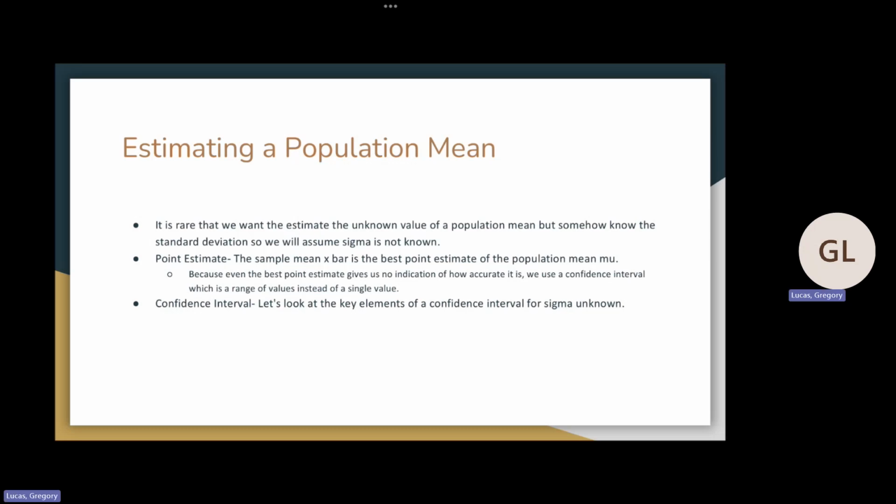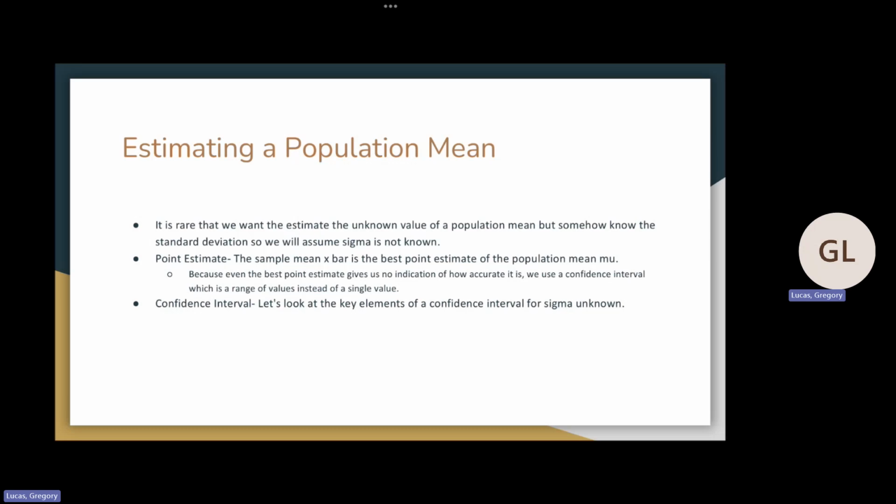So something you'll notice I say here a lot is going to be sigma is not known, meaning the standard deviation is not going to be known. So for the methods we're going to use for the next couple lessons, we're going to use this assumption. We don't know the standard deviation, so we have to do things a little bit differently.